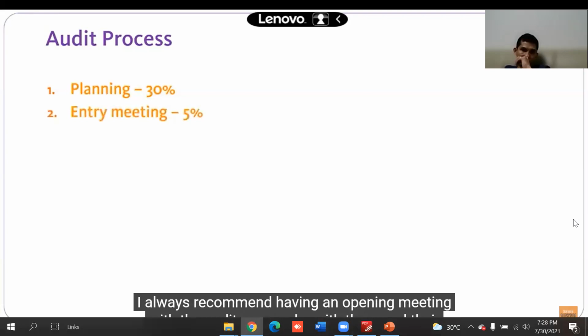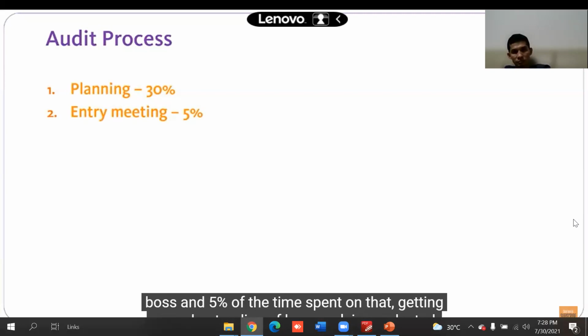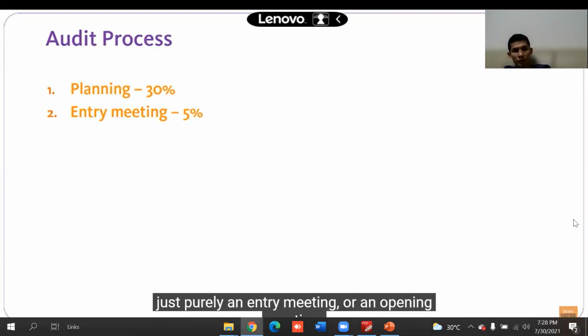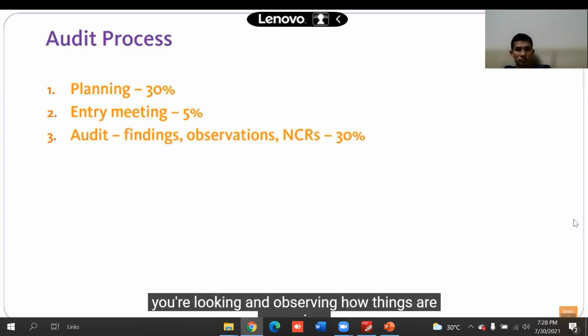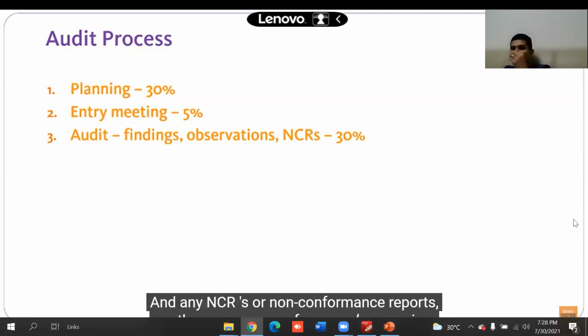I always recommend having an opening meeting with the auditees, maybe with them and their boss, and 5% of the time spent on that, just getting an understanding of how work is conducted, purely in an entry meeting or an opening meeting. Now's the time to actually go in and do the audit, and you're looking at your findings, observing how things are occurring, and any NCRs or non-conformance reports. Are there any non-conformances occurring? So 30% of your time is actually conducting the audit, either on site or remotely.